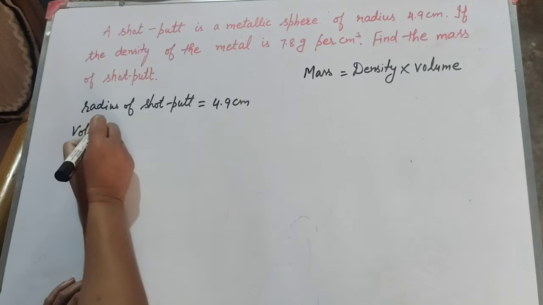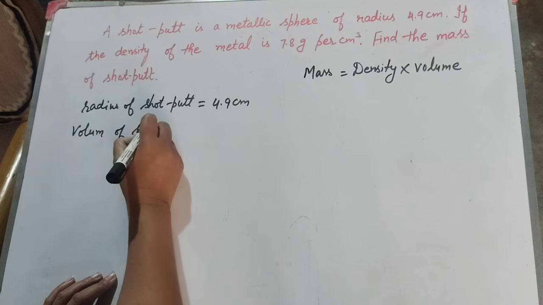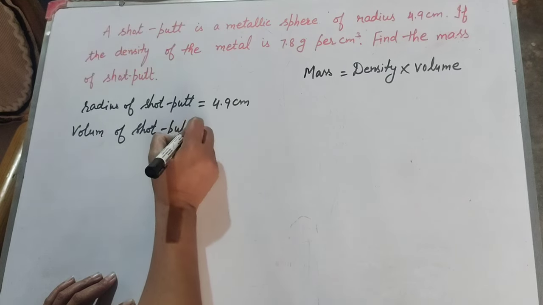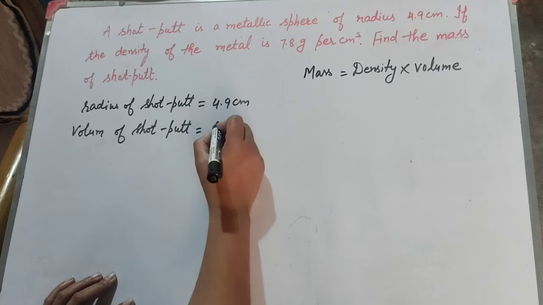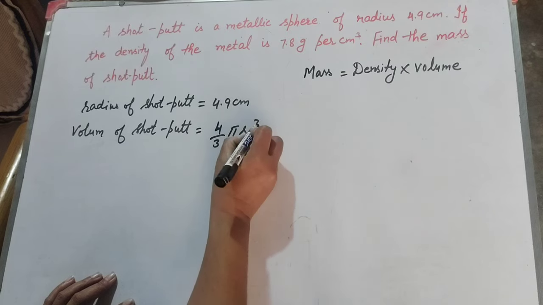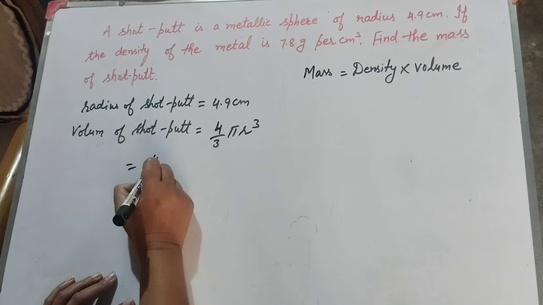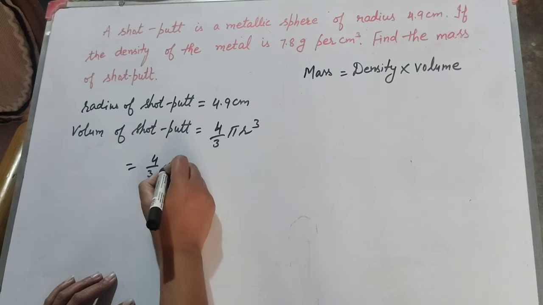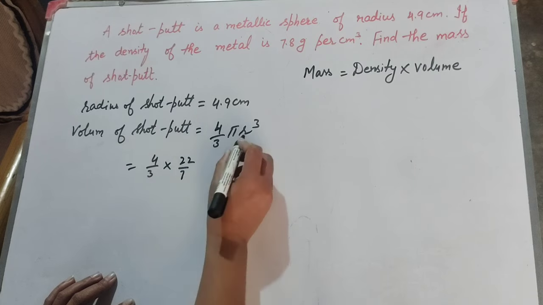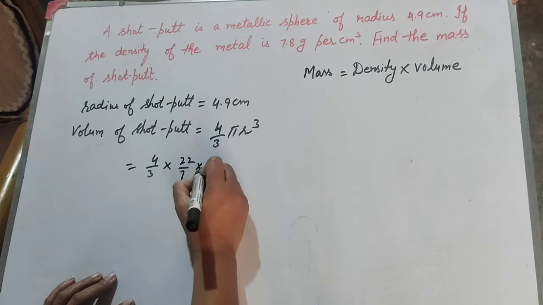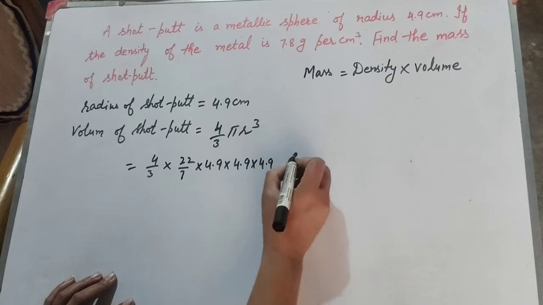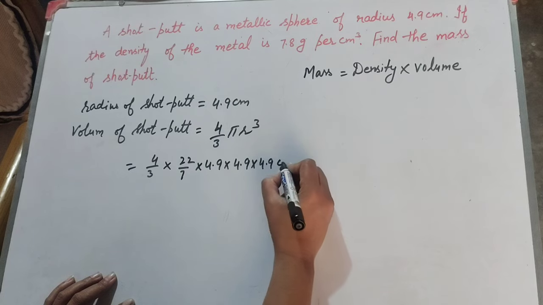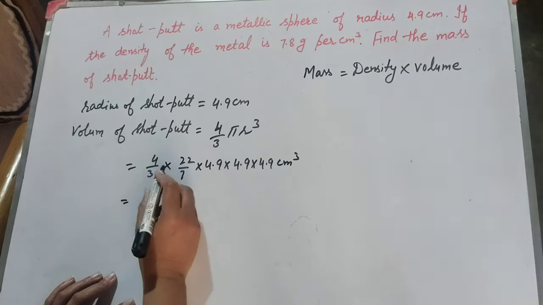We find the volume of the shot put. So shot put is in the form of a sphere, so we use the formula for the volume of a sphere. Volume of shot put equals volume of sphere, that is 4 over 3 pi r cube. We use this formula to find the volume of the shot put. So 4 over 3 into pi, pi its value is 22 over 7, r cube, r is the radius, that is 4.9 multiply 4.9 multiply 4.9. 4.9 cube means 3 times repeatedly multiplied, in centimeter cube.